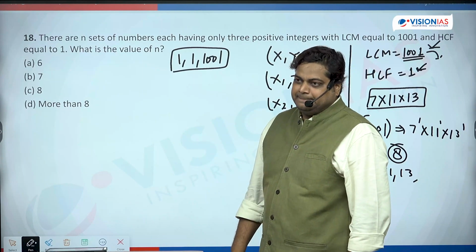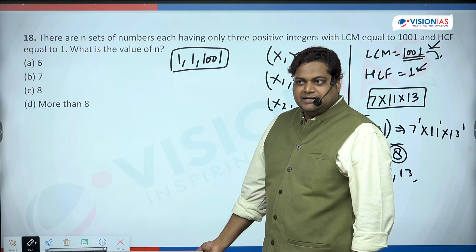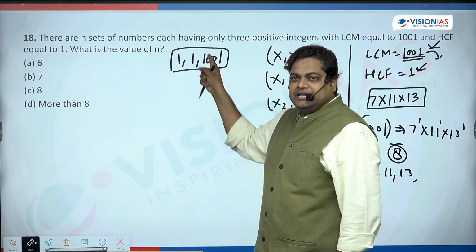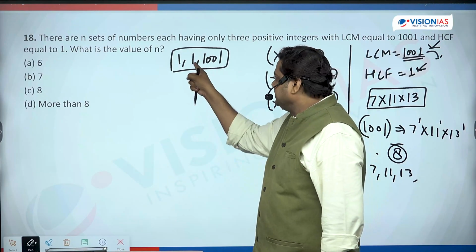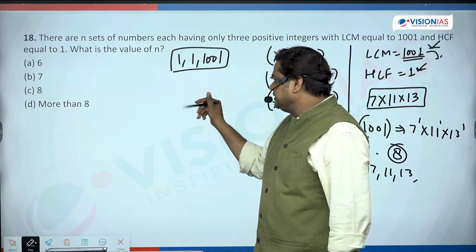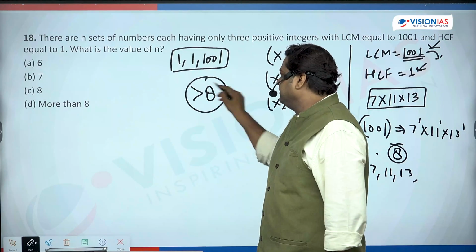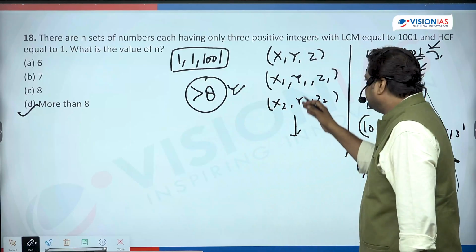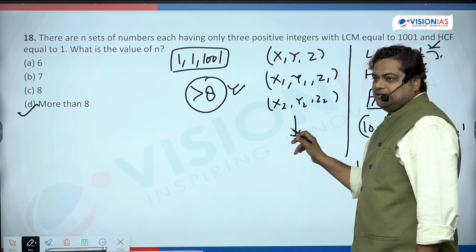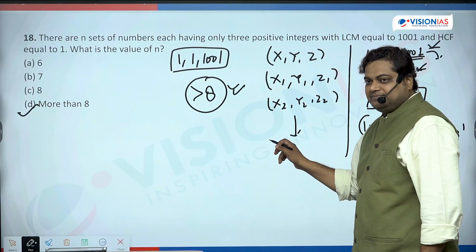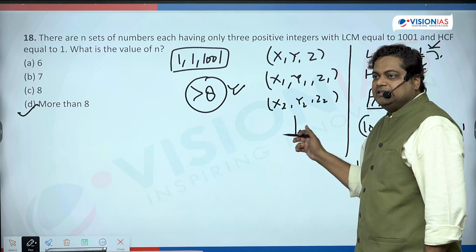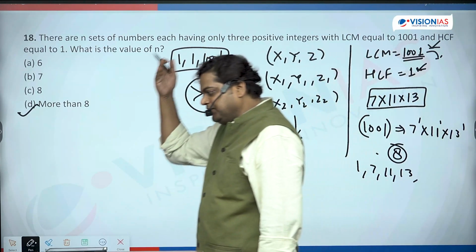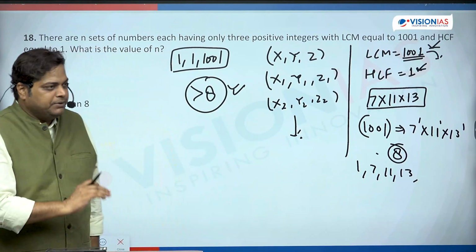हमने ले लिया ऐसे 1, 1001. What is the LCM? 1001. What is the HCF? 1. This way we can have number of combinations. अब 8 तो at least होंगे, उसके अलावा इस तरीके के भी combination हो सकते हैं. That means more than 8 combinations we can have. हमने ले लिया 7, 11, 13. So 77, है ना? 77 ले लिया. Then 13. This way we have number of combinations.